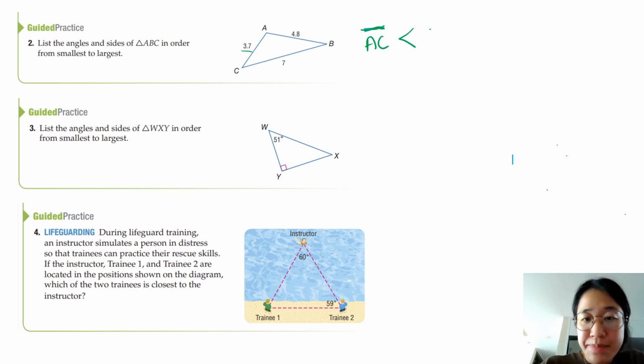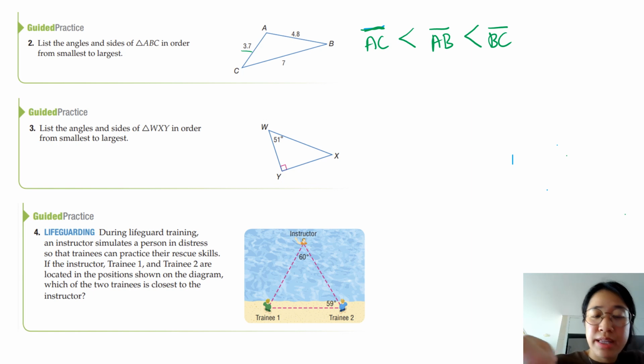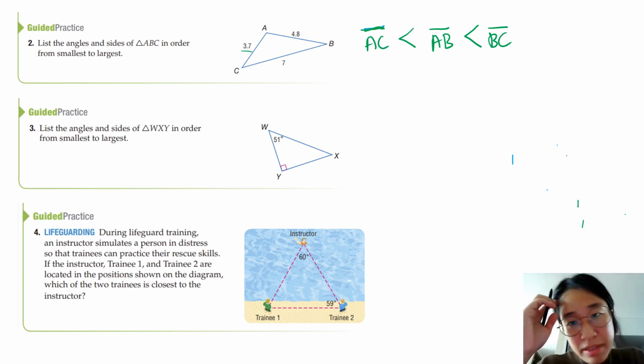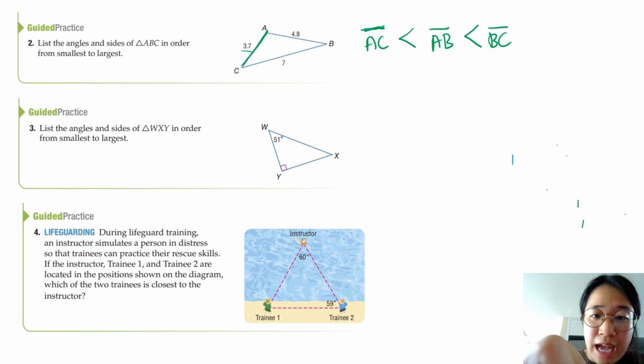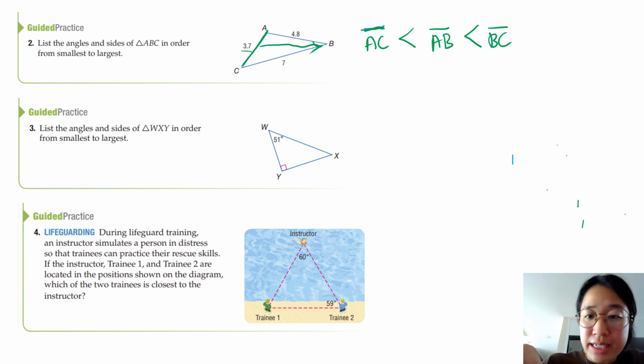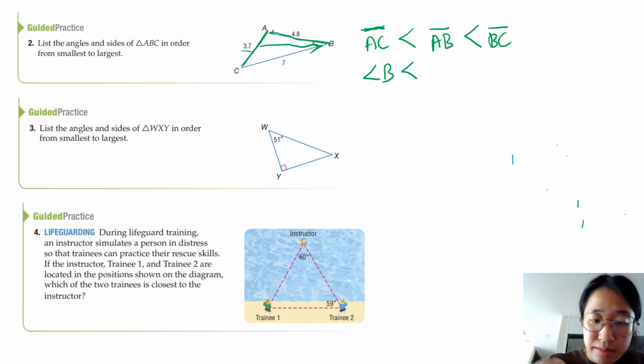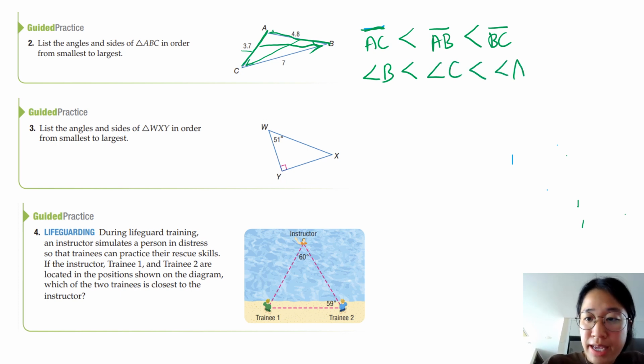And the next is 4.8, which is what? AB and BC. So the angle must be, which one should be the smallest? So let's look at AC. The opposite angle to AC is angle B, is smallest. What's next? The opposite to AB is what? My arrow should look something like this. Okay. C, and the largest angle has to be angle A.